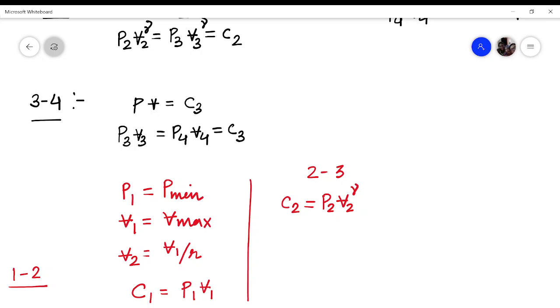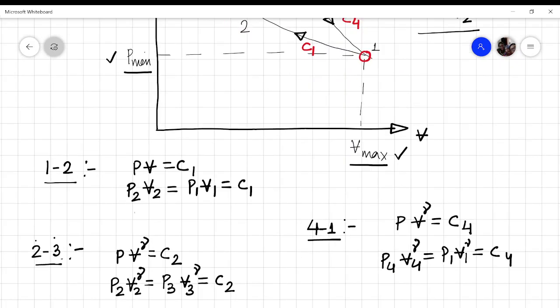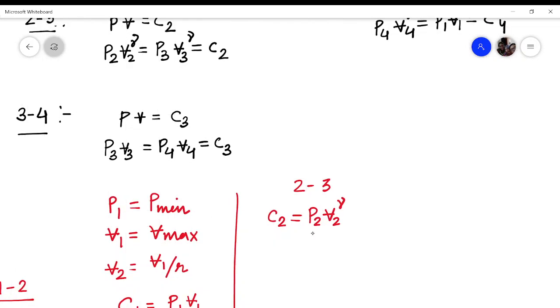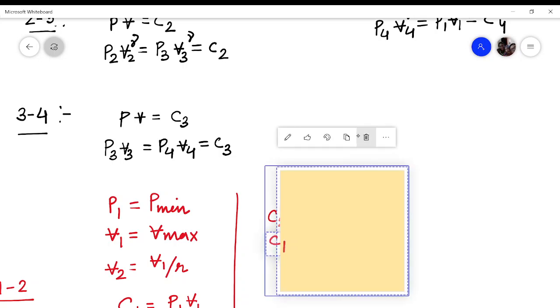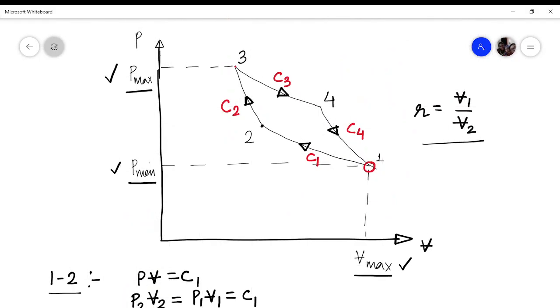Okay, so once I know C2, I know C1, I can find out what is your V3. What is this? V3, volume at this particular point. So now once again, C2 is P2 V2 to the power gamma. Sorry, I don't require this. So this C1 is P2 V2 via process 1 to 2.